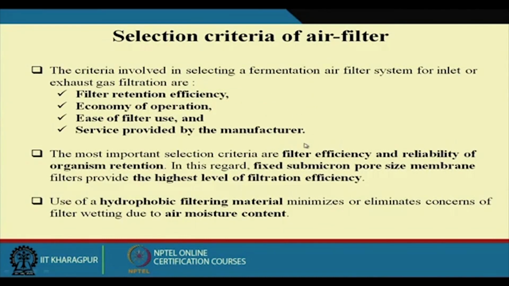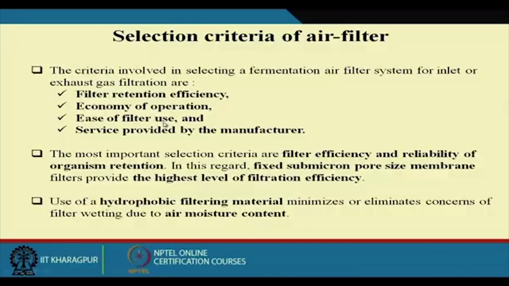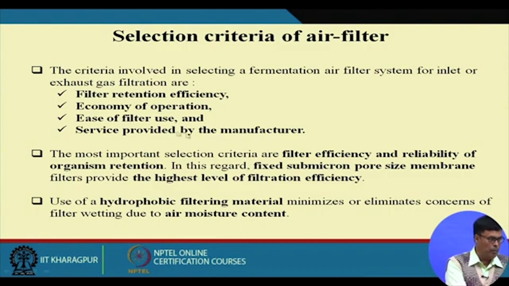Now, the question comes: what are the selection criteria for choosing an air filter? There are several selection criteria through which we can select the air filter. One is the filter retention efficiency. What is the efficiency of the filter? This plays a very important role. Then economy of the operation, because how much money we are going to spend for that. Age of filter use, how easily we can use the filter, and service provided by the manufacturer. These are very important factors that affect the selection criteria of the air filter.